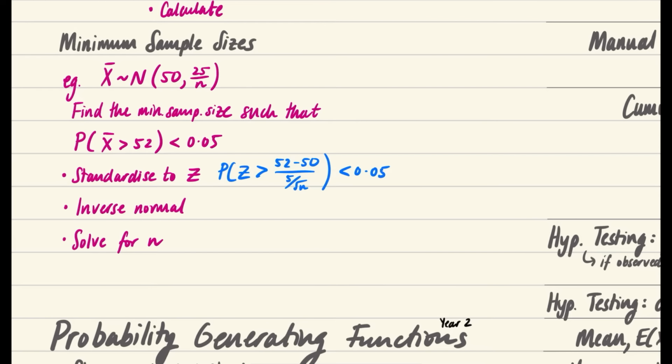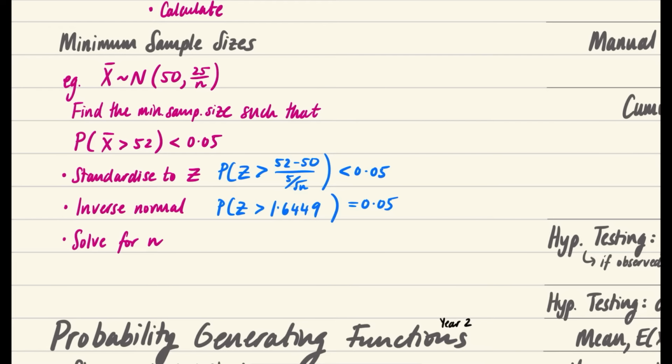Then we need to do the inverse normal to find out what this value would be. On my calculator, I'm going to do the inverse normal so that it is equal to 0.05. So just grabbing my calculator and putting in that for the z, the mean is going to be 0 and the standard deviation is going to be 1, I will find out what this value is. Okay, and that value is 1.6449.